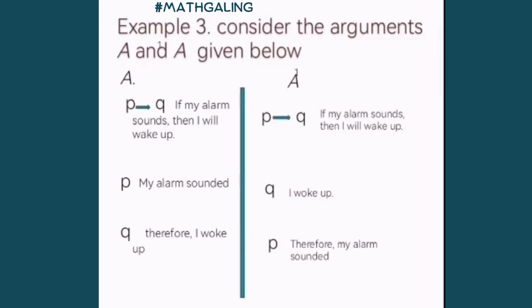Consider the arguments A and A raised to 1 given below. Argument A. Premise 1: if my alarm sounds, then I will wake up. Premise 2: my alarm sounded. And the conclusion of that is: therefore, I woke up. So, that's how we get A.